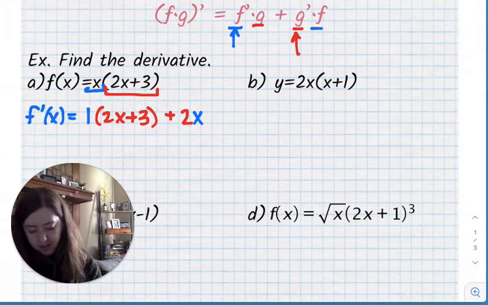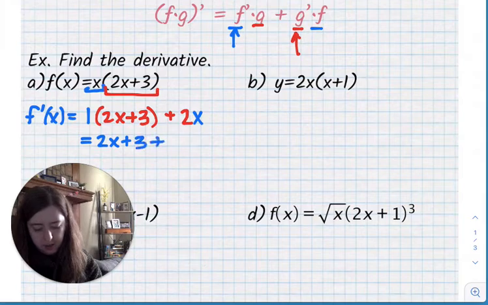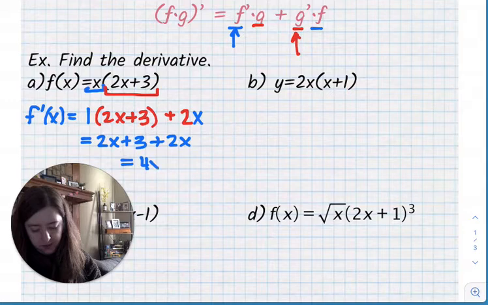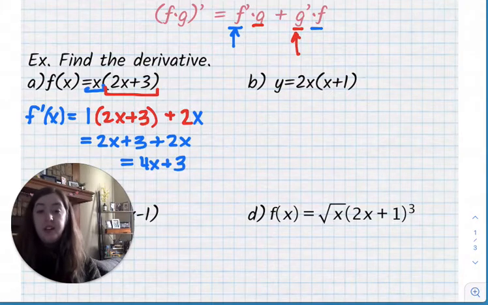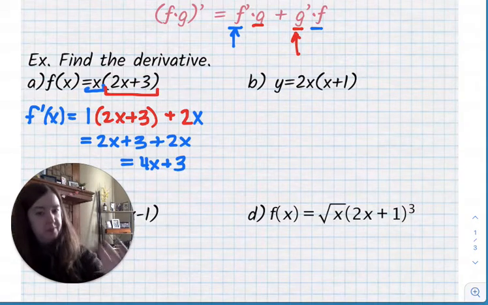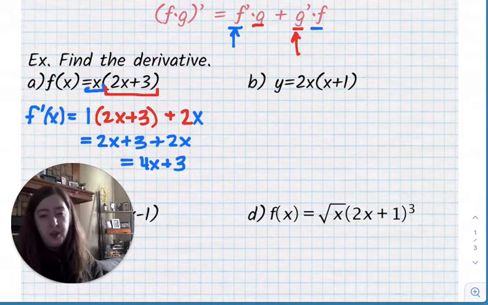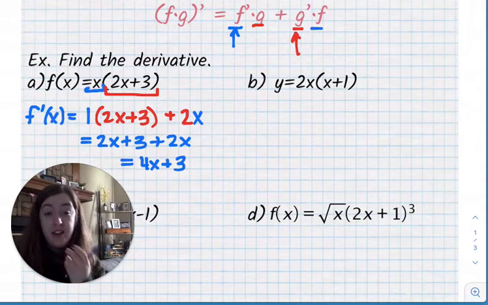So this is the same thing as 2x plus 3 plus 2x, which gives us 4x plus 3, which if you multiply through your x on the beginning and find the derivative like we did before, you'll get the same answer. But like I said, we're trying to learn product rules, so we're working on it. I hope that the color coding helps.